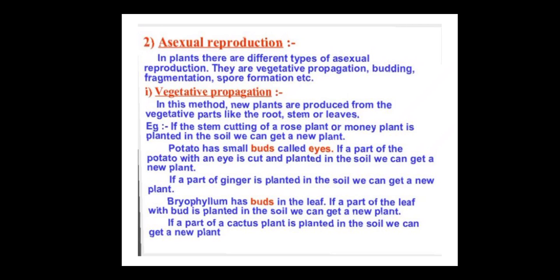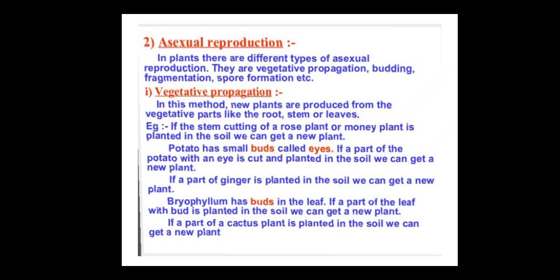If a stem cutting of a rose plant or the money plant is planted in the soil, we can get a new plant. Potatoes have buds called eyes. If a part of the potato with an eye is cut and planted in the soil, then we can get a new plant. If a part of ginger is planted in the soil, then we can get a new plant. Bryophyllum has buds in the leaves. If a part of this leaf with a bud is planted in the soil, we get a new plant. If a part of a cactus plant is planted in the soil, then we get a new plant.